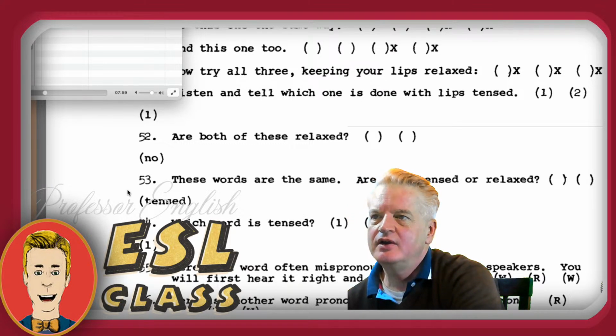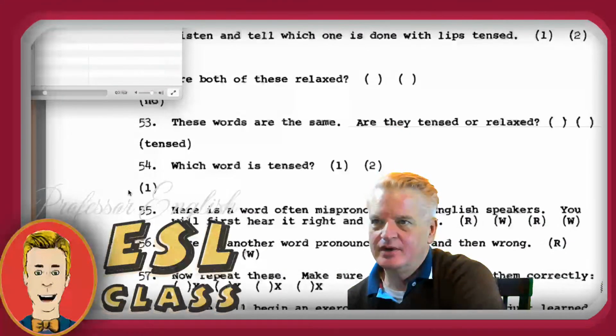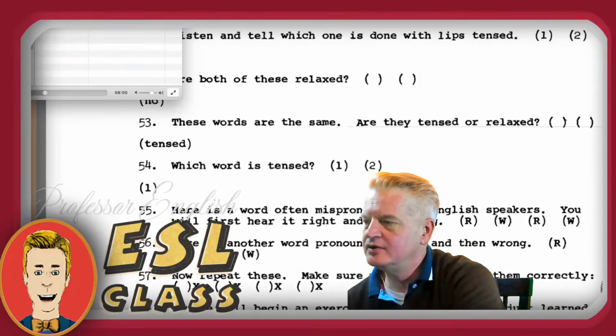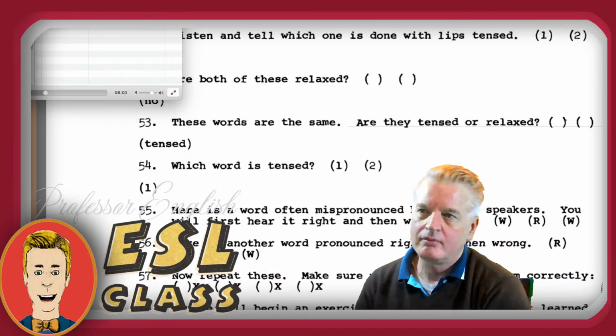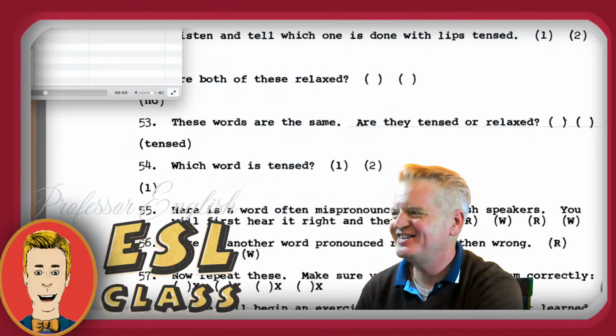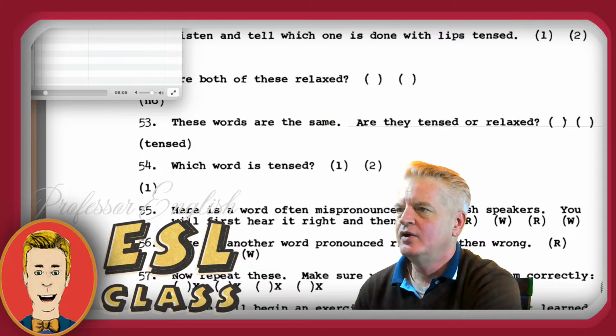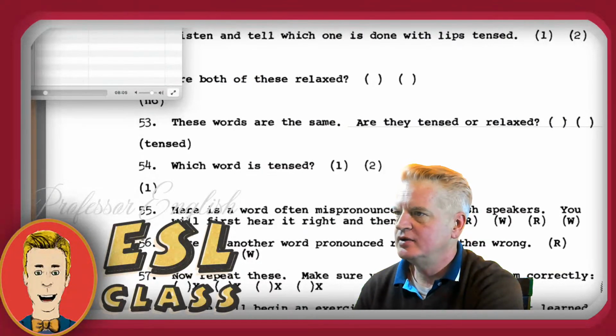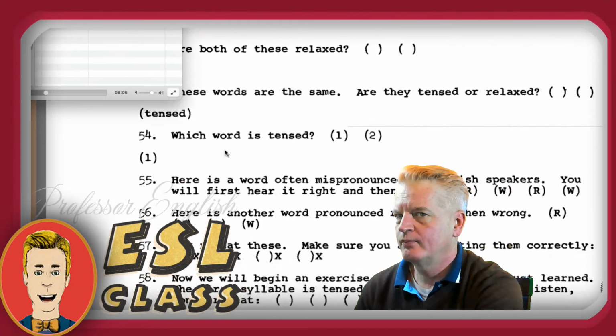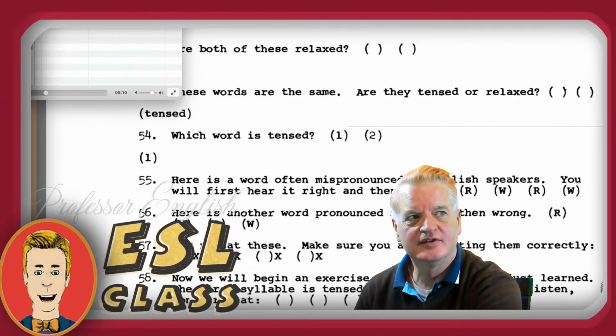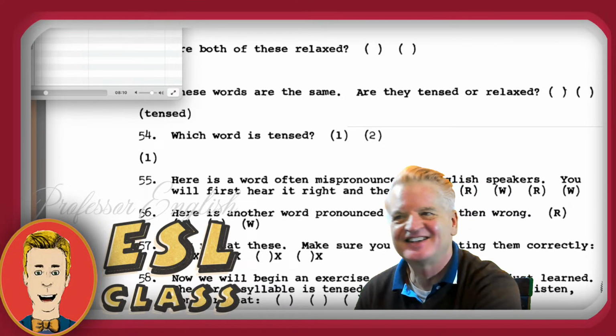53. These words are the same. Are they tensed or relaxed? Stadt, Stat. 54. Which word is tensed? Number 1. Stadt. Number 2. Staat, Stat.